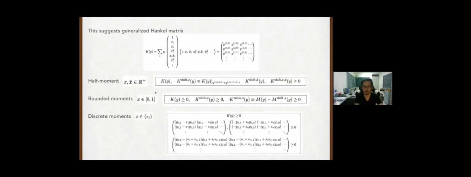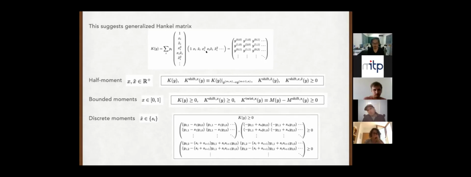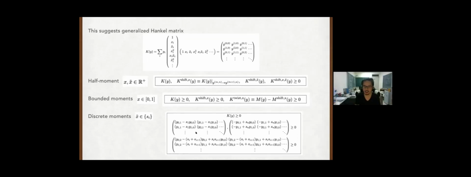So it depends on what you want for your moment. If they're all positive moments, then you have the generalized Hankel, again the shifted in x direction and the shifted in x tilde direction Hankels being positive. If you have both bounded moments, then these shifts give you that the x's are in the positive region, and then you further need to impose the twisted Hankel. And if any one of the moments are discrete, then you just impose the discrete constraints for your generalized Hankel matrix. So basically, can I ask a question?